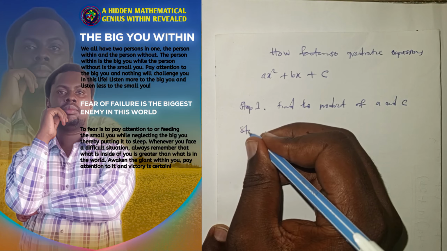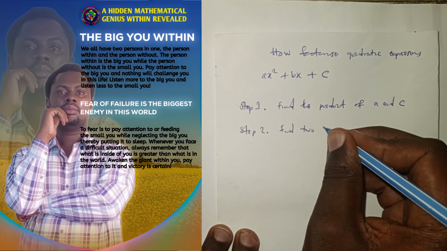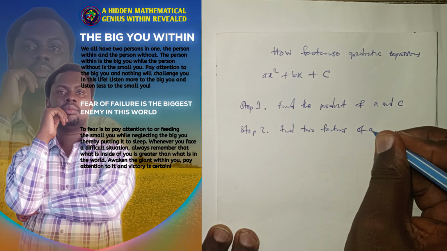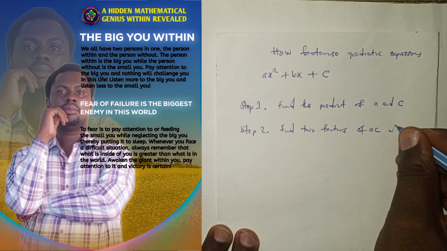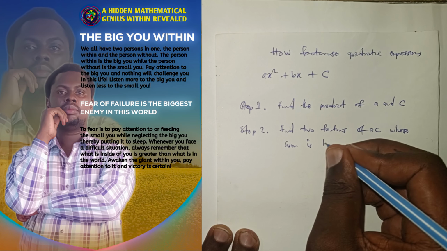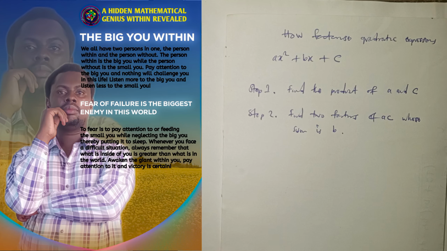Then step 2, you find two factors. You find two factors of AC. AC is the product which you found in step 1. So find two factors of AC whose sum is B. Meaning, when you multiply these two factors, you should get AC. That is the product. And when you add or subtract, you should get B. Okay, then step 3.